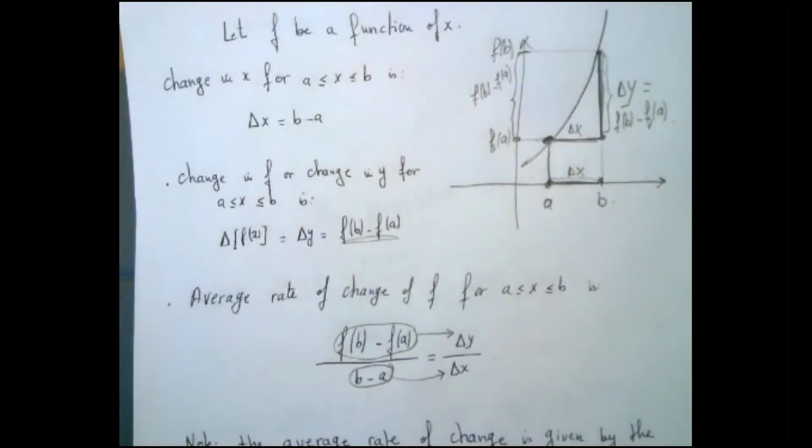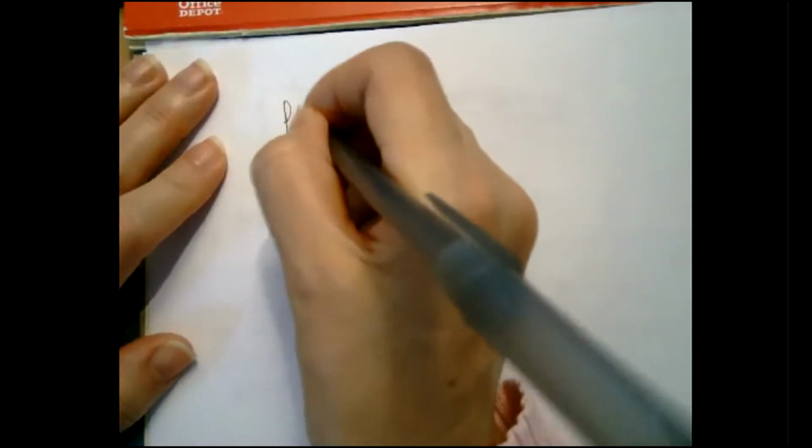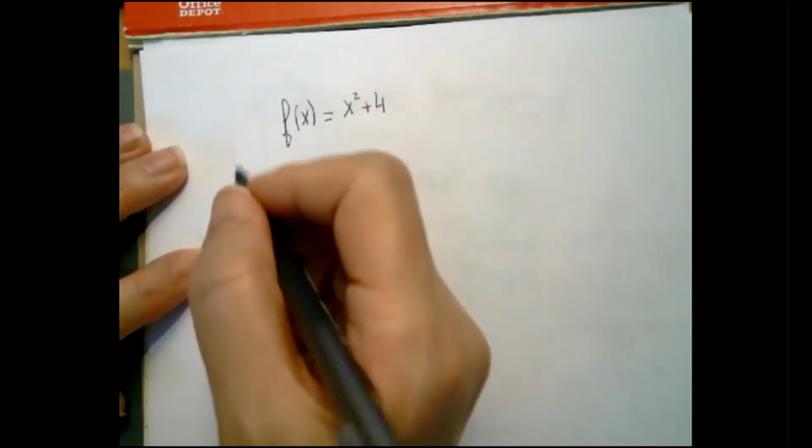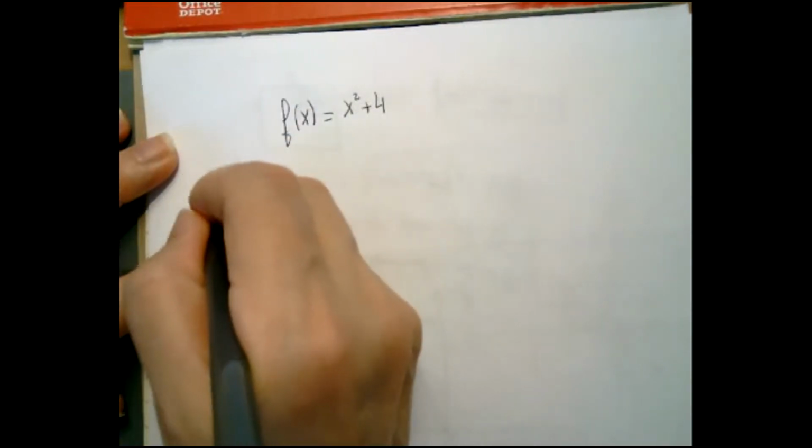Let me take another problem, which is, as I said, purely mechanical. So we know how to compute those averages in a pure mechanical way. Suppose I take the following function, f of x equals, this problem does not have any meaning whatsoever, f of x equals, let us say, x squared plus 4. Very simple function, okay?